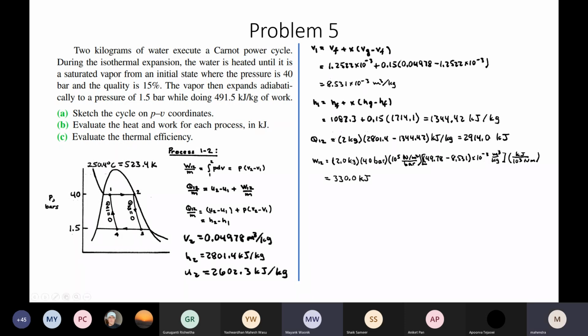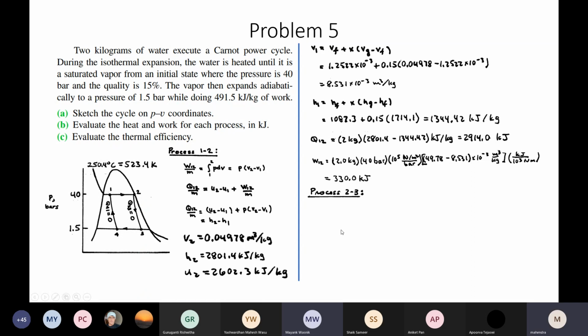This work is very minimal when we calculate it with the volume change. When you see the PV diagram of the Carnot cycle, then you can understand how the volume is also changing.